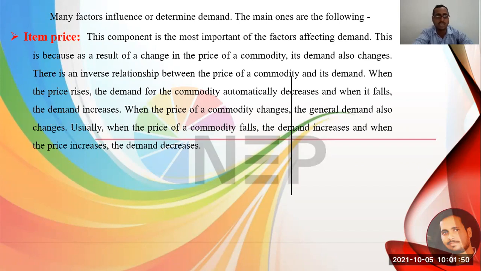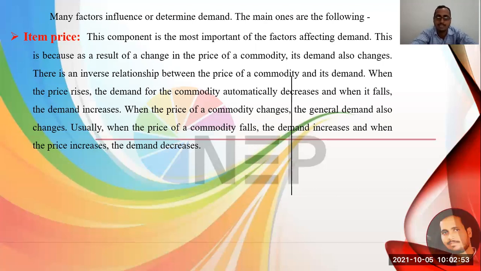If the prices of the commodities are raised, if the prices are increased, then, students, the demand decreases. It is a normal situation. It is a normal law that when the price increases, the demand decreases. So the prices of the commodities affect the demand, because as a result of a change in the price of a commodity, its demand also changes. There is an inverse relation between the price of a commodity and its demand, because when the prices increase, the consumers are not able to purchase those commodities at the given prices. Increasing prices may decrease the purchasing capacity of the consumer. So we can say that due to increasing prices, the demand will be affected.